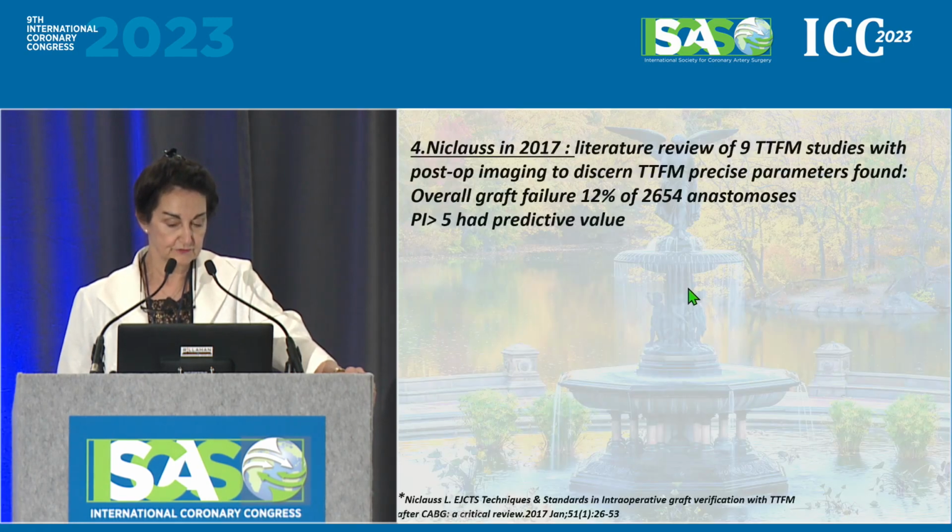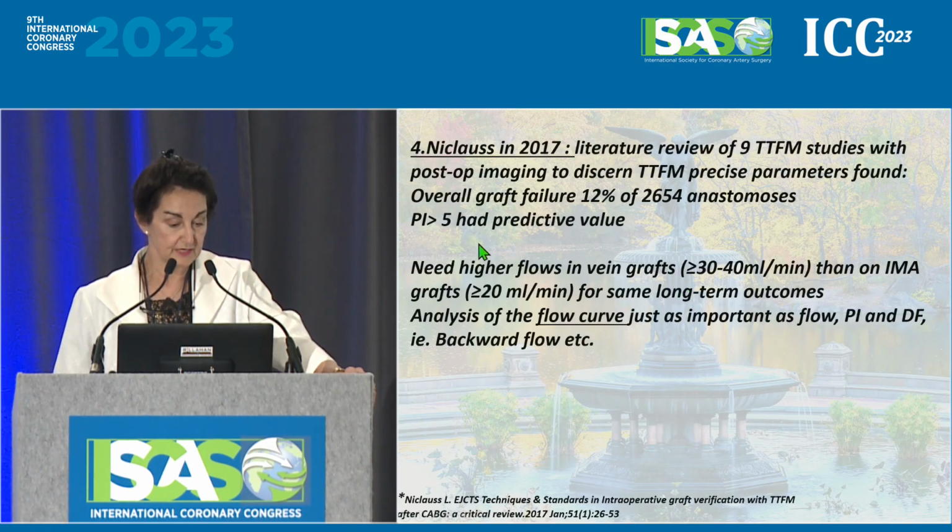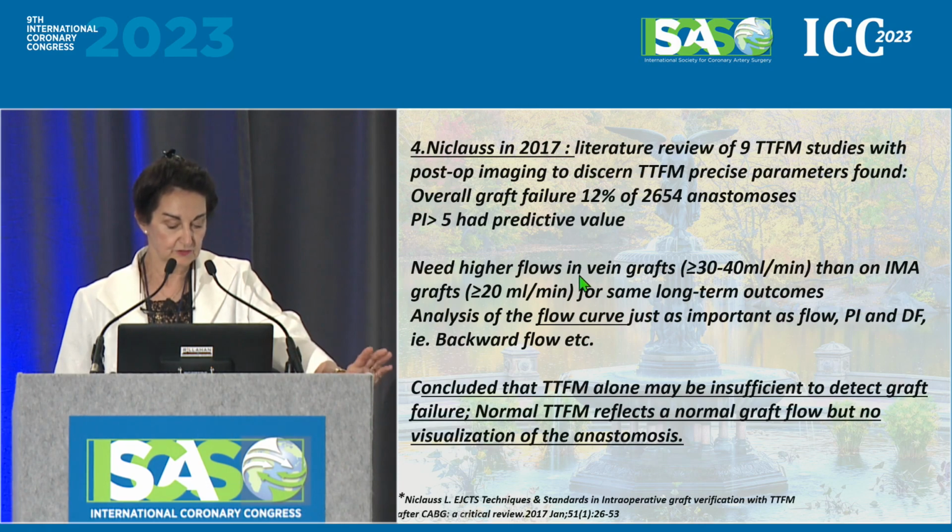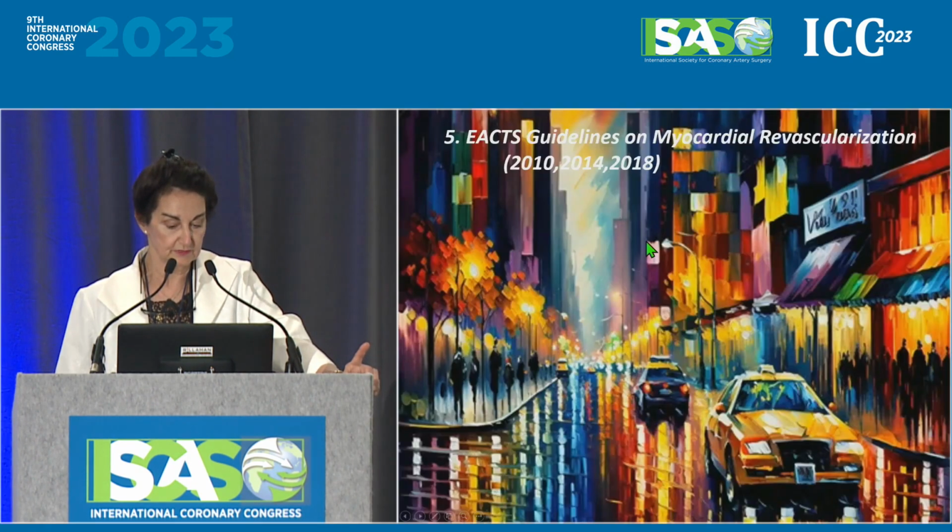Niklaus did a literature review of 9 studies and found that PI greater than 5 had a predictive value, and vein grafts needed more than arterial grafts. They concluded that TTFM was not sufficient and that there was no visualization of the anastomosis, like with epicardial ultrasound.